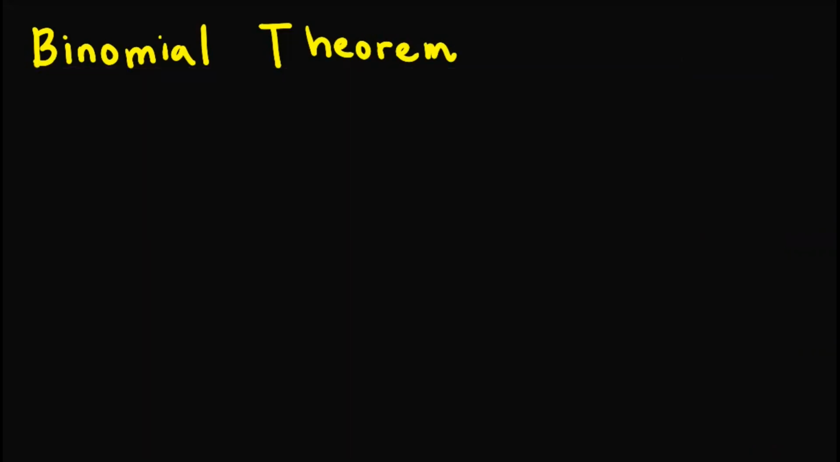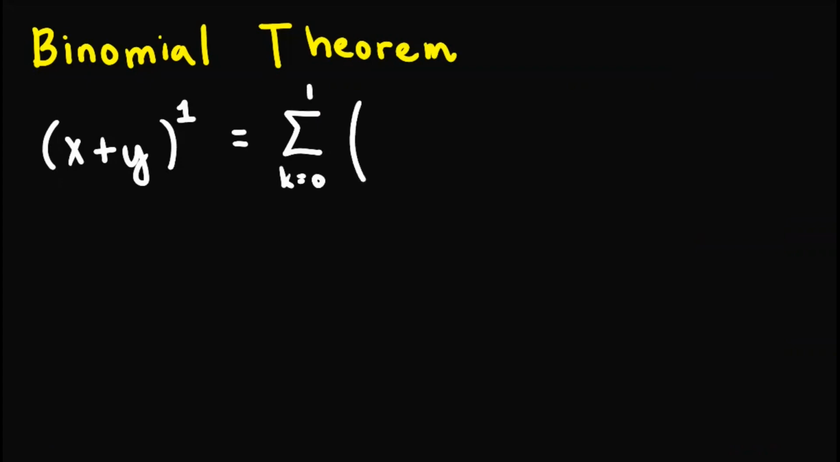Let's first have the trivial example, which is x plus y raised to 1. So our goal is to arrive with simply x plus y, since x plus y raised to 1 is simply x plus y. And so applying the theorem, we have the summation from k equals 0 up until 1, the combination 1 choose k and x raised to 1 minus k and y raised to k.